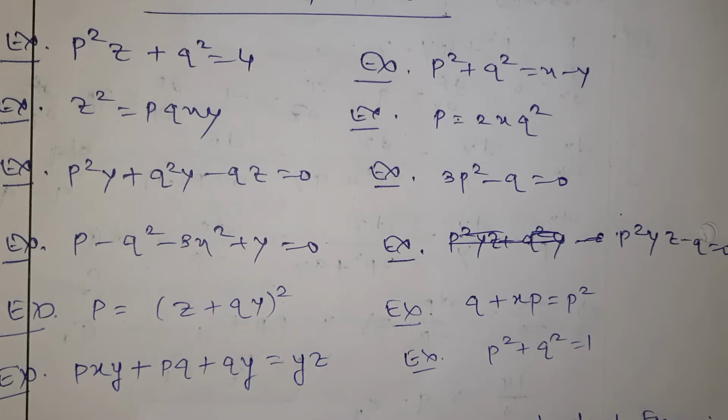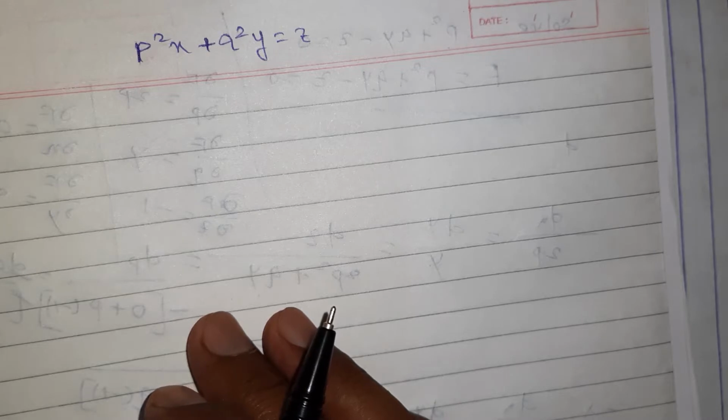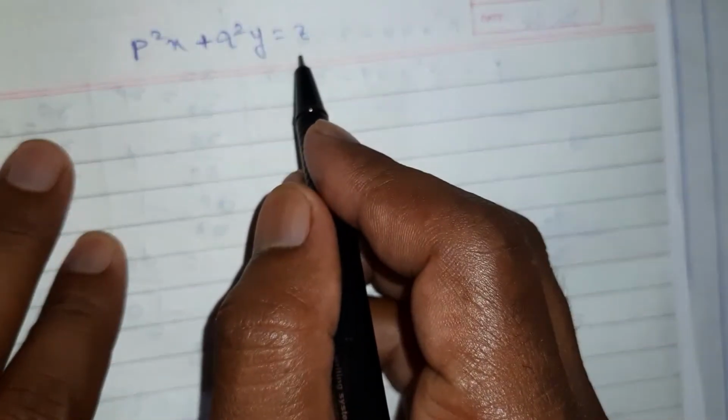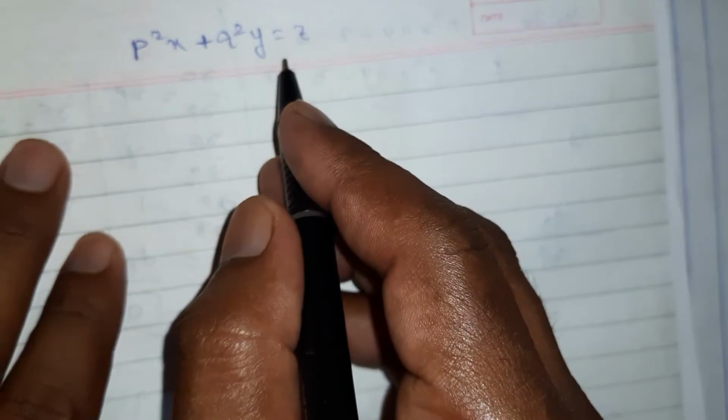So here few examples are there, you can go through that. We will take one more example to understand the concept. So let us solve the example p square x plus q square y is equal to z. This equation we have to solve.